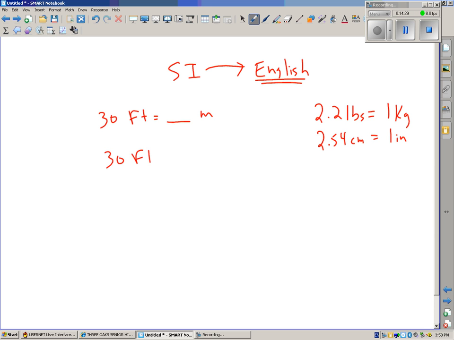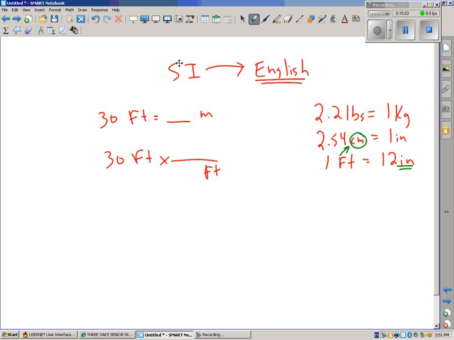You'd say 30 feet, you multiply by a fraction. What do you want to go away? Feet. And maybe you don't know how to get to meters, but you know that 1 foot has 12 inches. So I might not go right away to meters. Maybe I want to try going to centimeters because my teacher's given me this. But I can't go from feet to centimeters right away. I have to go through the inches.